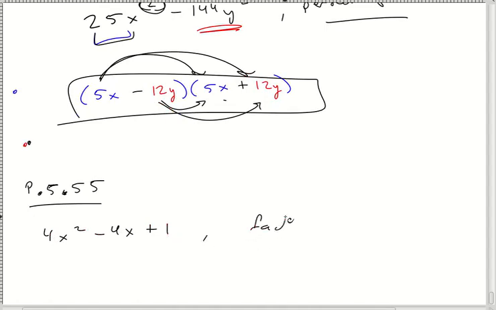4x squared minus 4x plus 1. It says factor the perfect square. And in my notes, I've got a little question mark next to it because I don't know what they're talking about.